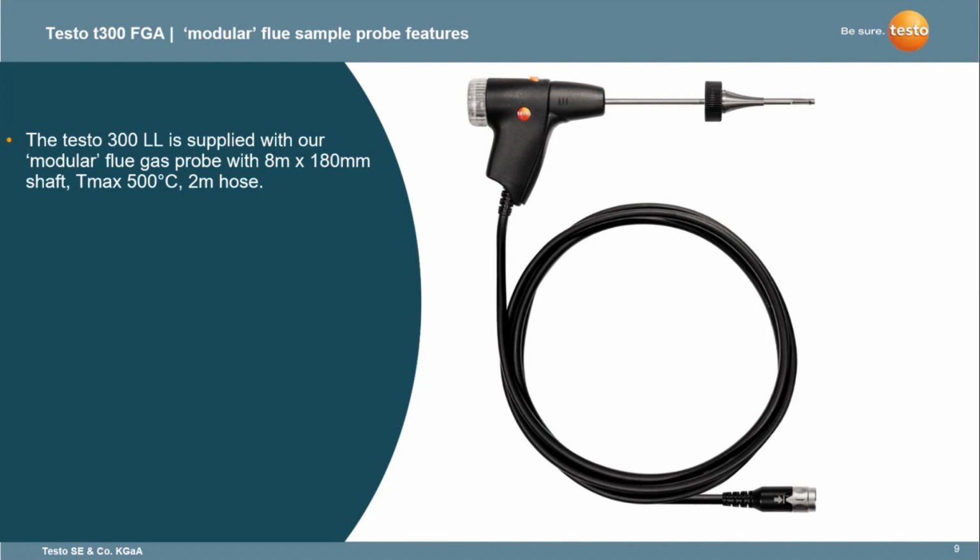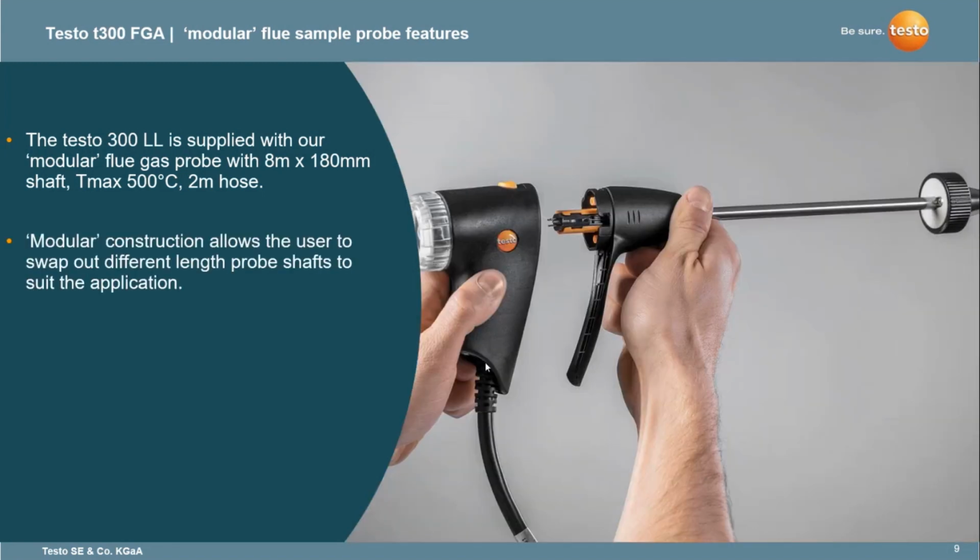What's really good about the modular probe construction, though, is we actually give you the ability to change the shaft from the handle. So we know with the commercial guys, they're often going to very, very differing size flues. Some of them can be quite large, different probe lengths are ideally needed. So with this, rather than having to have a whole range of different probes, you just basically change out the probe shaft to suit the application.